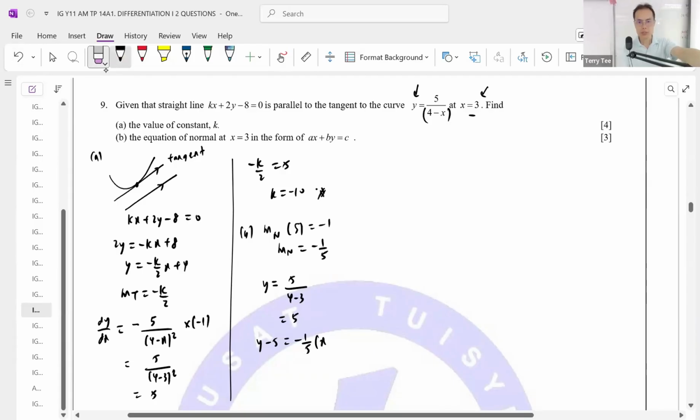Just multiply. You can leave it in any form. You can write it in general form or in gradient form. Doesn't matter. So let me rewrite: x plus 5y equals 28.